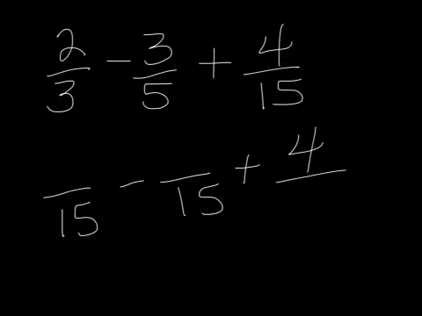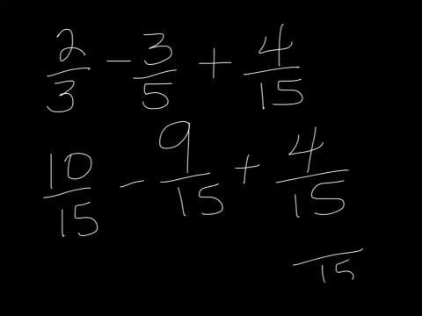4/15 stays 4/15. 3 goes into 15 5 times, 5 times 2 is 10. 5 goes into 15 3 times, 3 times 3 is 9. Then we add the top numbers. We always leave the bottom the same. We get 5/15, which reduces to 1/3.